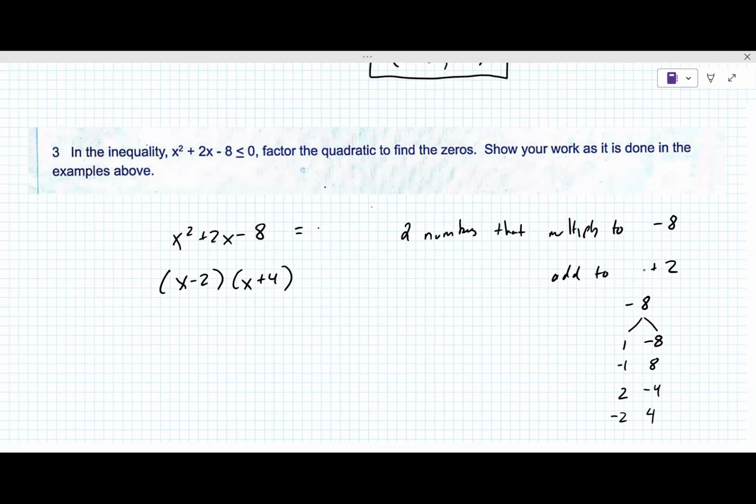Now let's just set these equal to 0 for the moment. Can you tell me those two x values? I'm asking for the two x values that make this 0. You're going to set each of these factors equal to 0. So x minus 2 equals 0, x plus 4 equals 0. Okay. x equals 2, and x equals negative 4. Very good. Those are the values that go on the number line here. Negative 4 and 2.